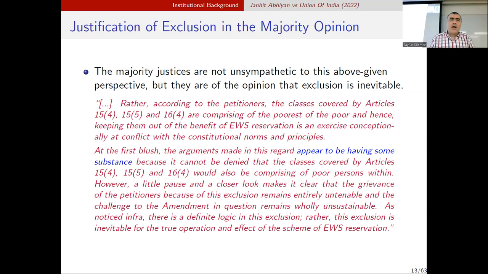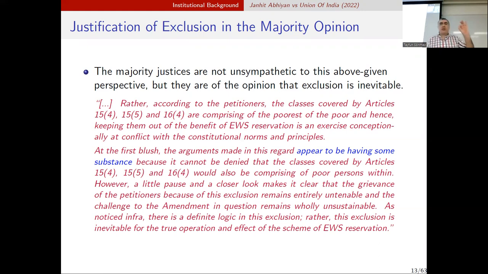Then they say, at the first blush, the arguments made in this regard appear to have some substance, because it cannot be denied that the classes covered by articles, you know, blah, blah, would also be comprising of poor persons within. However, a little pause and a closer look makes it clear that the grievance of the petitioners because of this exclusion remains entirely untenable, and the challenge to the amendment in question remains wholly unsustainable. As noticed in front, there is a definitive logic to this exclusion. Rather, this exclusion is inevitable for the true operation and effect of the scheme of EWS reservation.